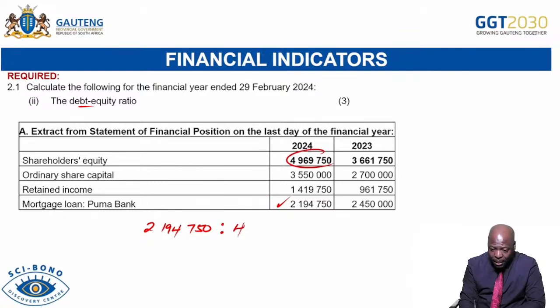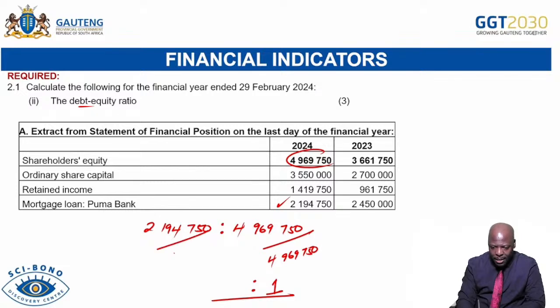That is my 4,969,750. Then I divide everything by 4,969,750, to get 1. Then I say as to. So I divide this one also by the same 4,969,750. And then my answer becomes 0.4 as to 1. That is my debt equity. 0.4 as to 1.